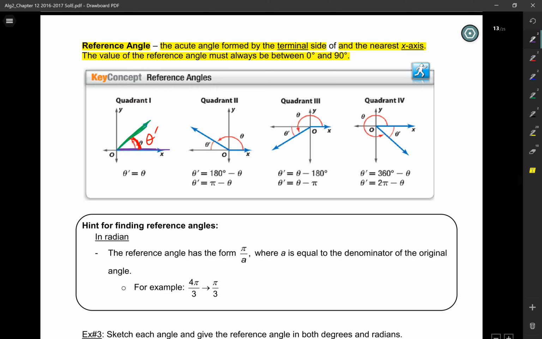Now, what if your angle is this? This is the initial side. This is the terminal side. From the terminal side, which is green, I need to go to the x-axis. I could either go to the right or I could go to the left. Which one's closer? Left. Go to the left to get to the x-axis. So that is the reference angle. We call the reference angle theta prime, okay?